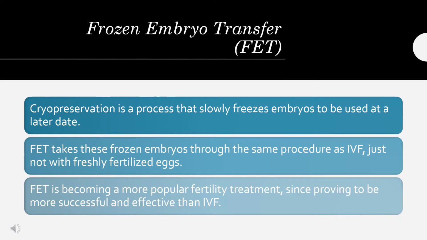The next kind of assisted reproductive technology we're going to discuss is FET, or frozen embryo transfer. To do this, we use cryopreservation, a process that slowly freezes embryos to be used at a later date. FET takes these frozen embryos through the same procedure as IVF. The only difference is we're not using freshly fertilized eggs. In fact, FET is becoming more popular than IVF because it's proving to be more successful and effective.